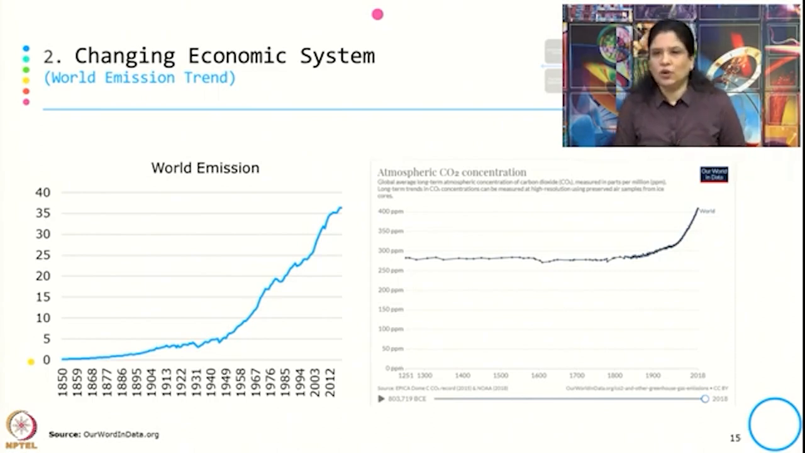And there is an increasing trend in the world emission, and in the second part of the slide, this gives us the trend of atmospheric CO2 concentration from, say, 1300 to 2018. If you look at this long term atmospheric concentration of carbon dioxide, measured through PPM, that is parts per million, up to 1800 it remained kind of constant, not much change. But mostly after mid 1850 and 1900, the peak started going up, and from 1900 to 2018 we moved from less than 300 ppm to more than 400 ppm, and that says how much impact we are creating through our activities.